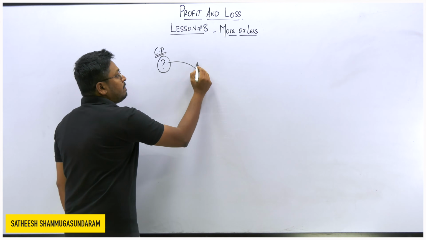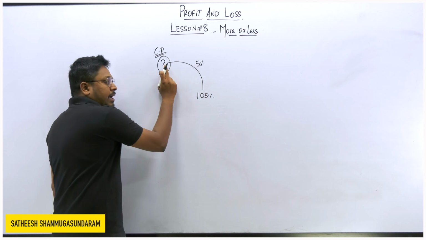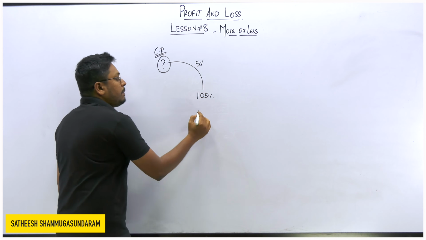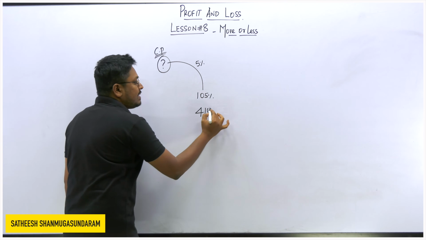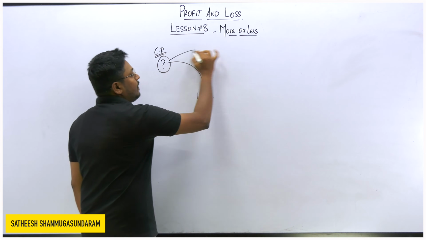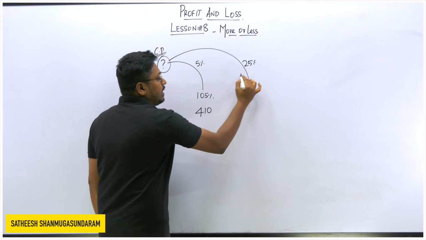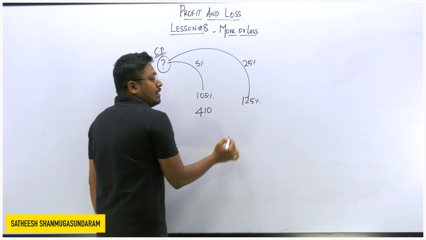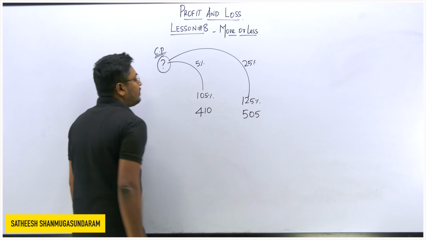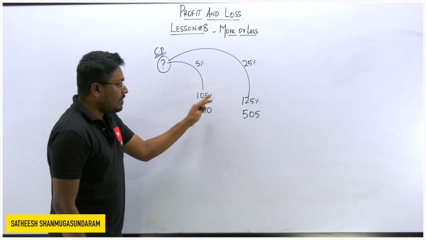But the data will be in the question like this: in case he sells the book for 5% profit, which is 105%, yes or no, right? Then the selling price will be 410. For example, I am saying 410. In case he sells the same book for 25% profit, meaning 125%, then the selling price of the book will be 505 rupees. Then what is the cost price of the book? So this data will be given, right?